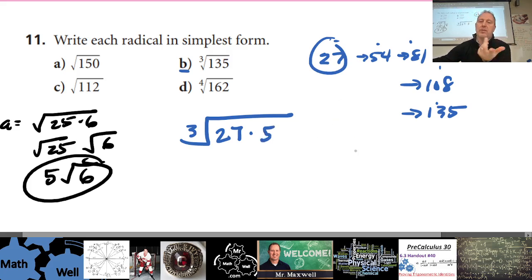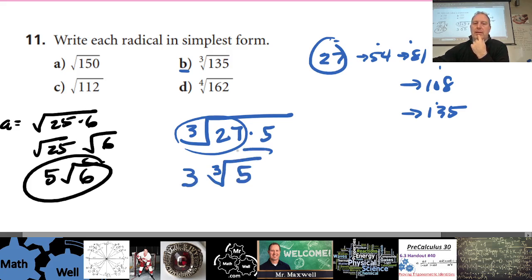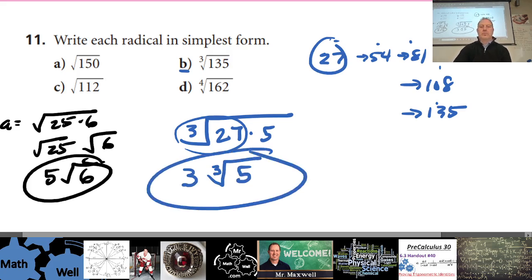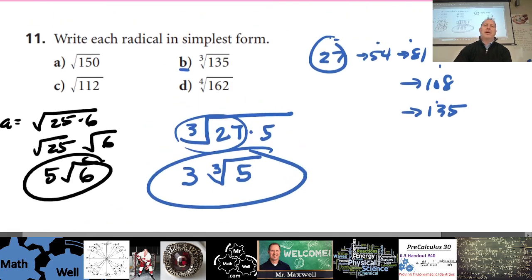So that you could do without a calculator. It might take you a few extra seconds. If you did have a calculator on a test or quiz or your assignment, then you would simply take 135, divide it by some perfect cubes, and see what you get. So you'd get 27 times 5. So cube root of 27 is 3. Cube root of 5 is unsimplifiable, so you just write that like that. Capiche? Okay. I will leave the last two for you to do.